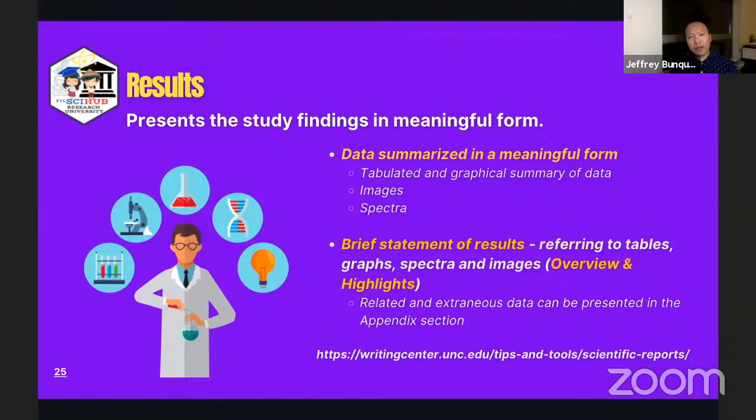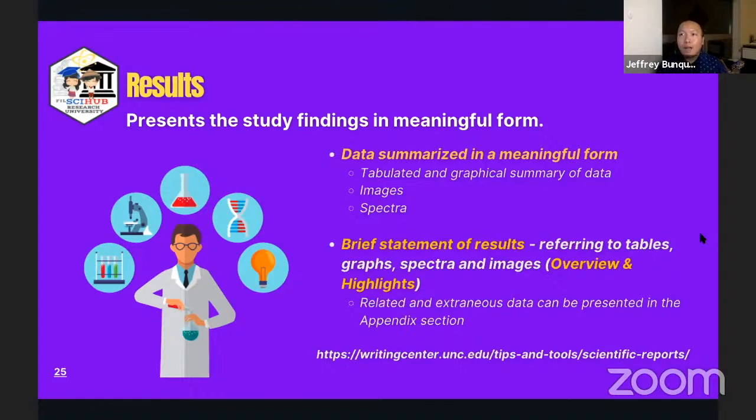So you can actually summarize your data in the form of a table, using graphs, using images, or for more advanced types of characterization, sometimes spectra. So may mga signals po kayo na tinitingnan doon. And typically, in the results sections, you briefly state what the result is about, and then dun po sa mga short statements na yun describing the highlights of your results, you typically refer to the tables and graphs and the data summary that you presented.